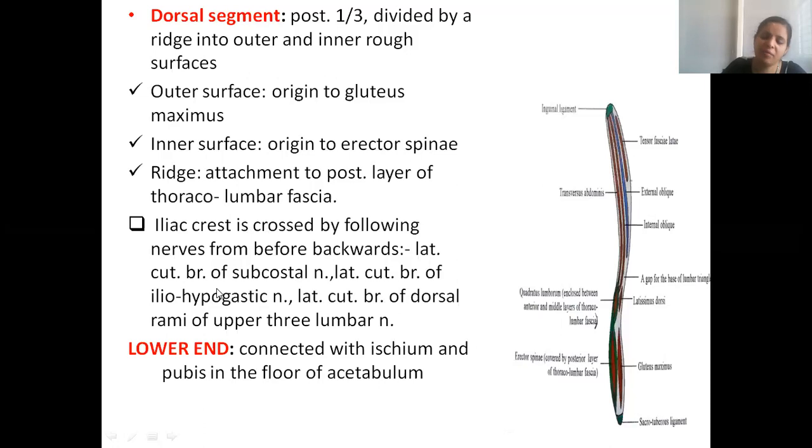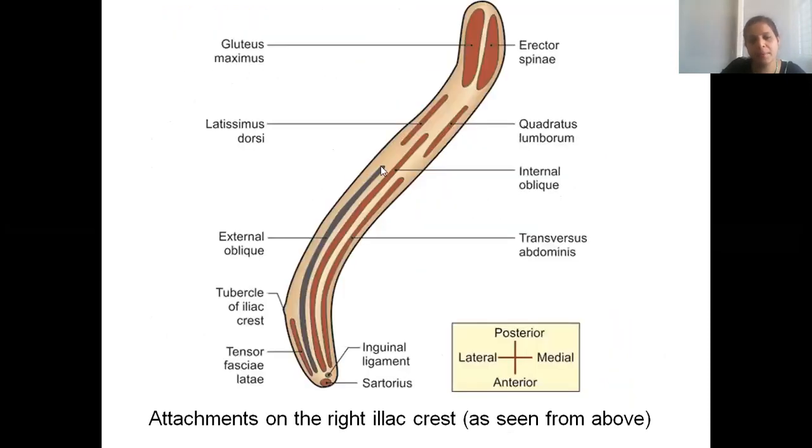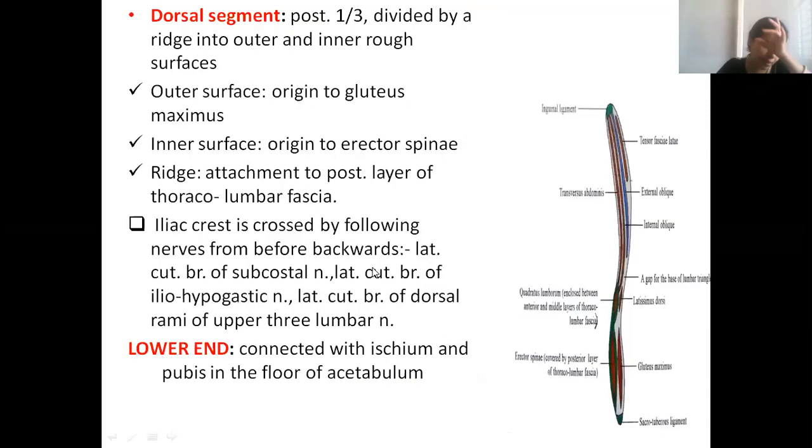Whatever I have told you with the help of the bone and shown you with the diagram is only written here. Just to avoid a lot of theory, as you may get bored, I'm skipping these slides because I have explained everything.